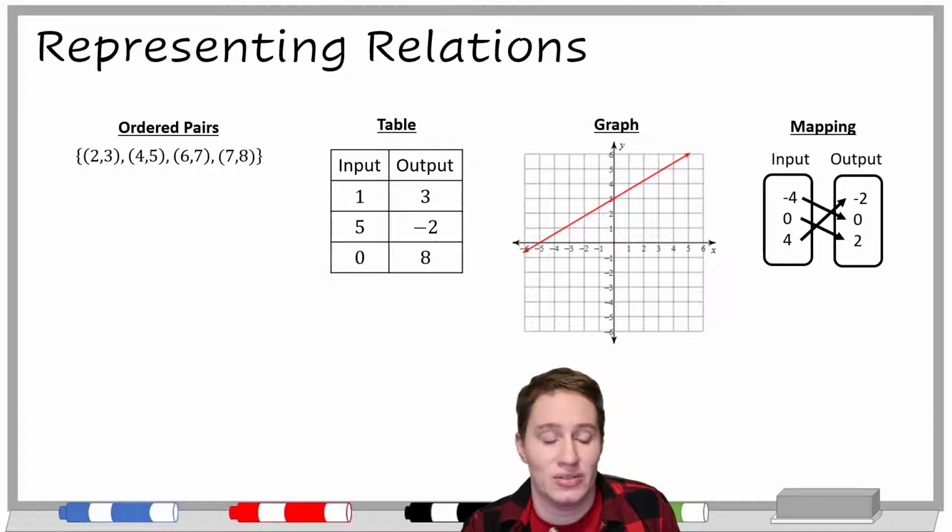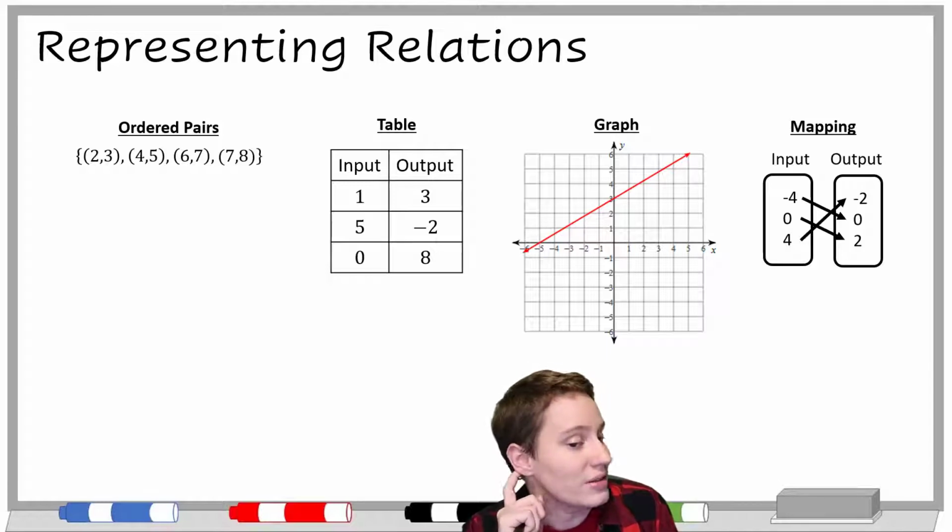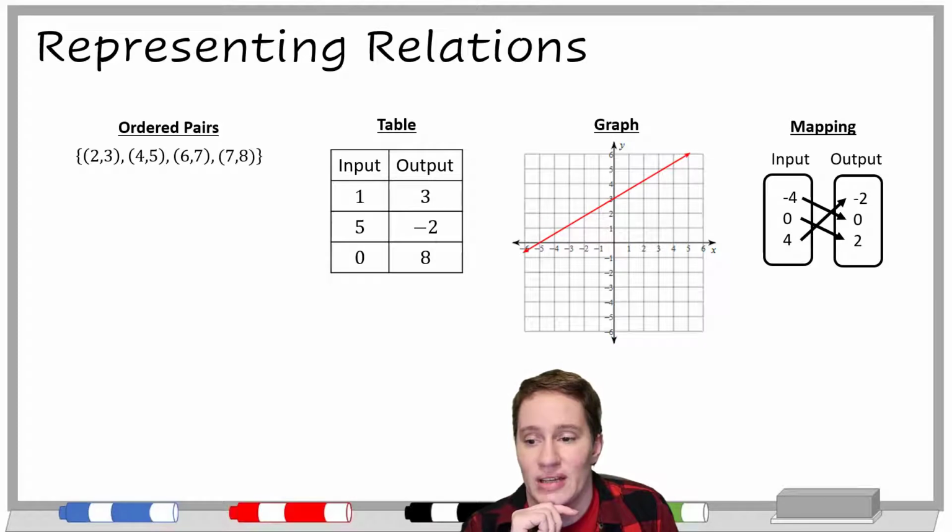Same with a table of values. So this would be like an x column and a y column. And again, it's just relating these two things together: 1 and 3, 5 and -2, 0 and 8. A graph is a way we can relate x and y values or inputs and outputs, because each of the points on this line has an x and a y. So the line itself is kind of connecting them into a relation that's happening.